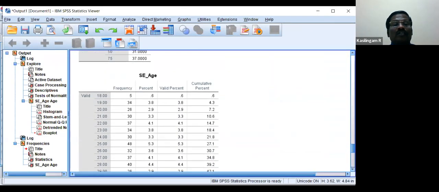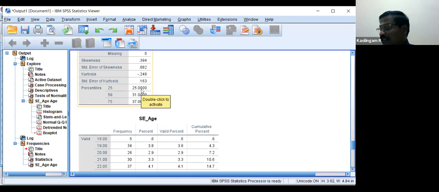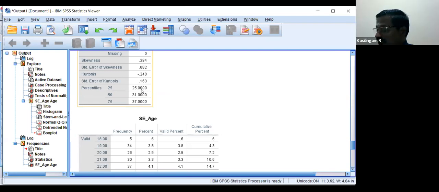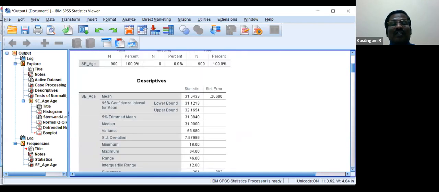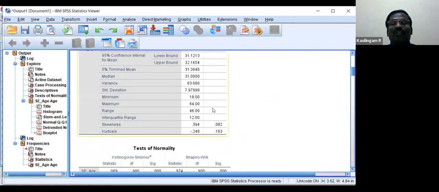Now you can see Q1 is 25 and Q3 is 37. So IQR is 37 minus 25, which is 12. That is what it has shown here. IQR is 12. Now I am going to use the IQR.